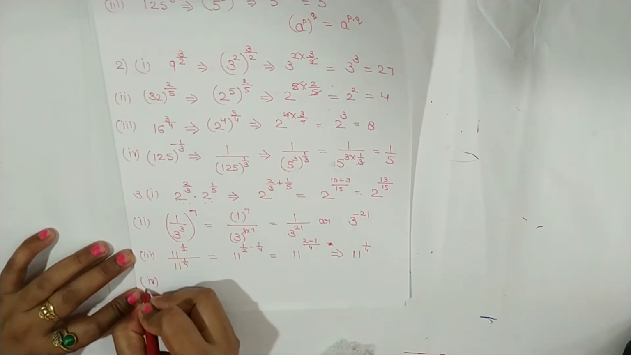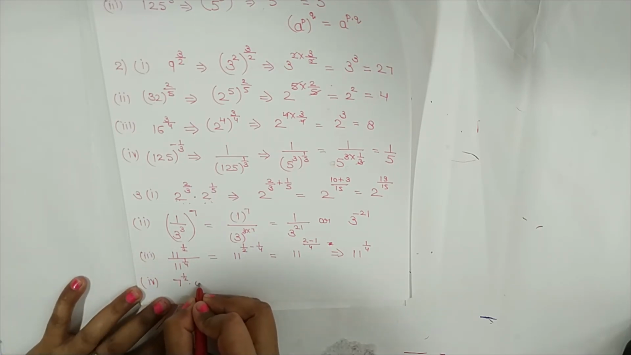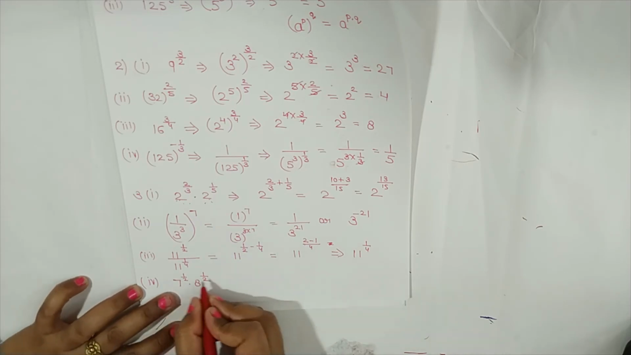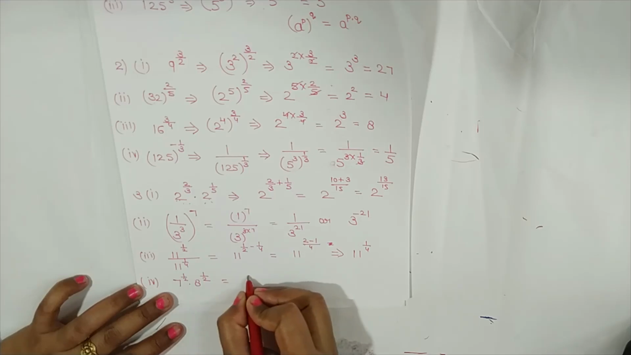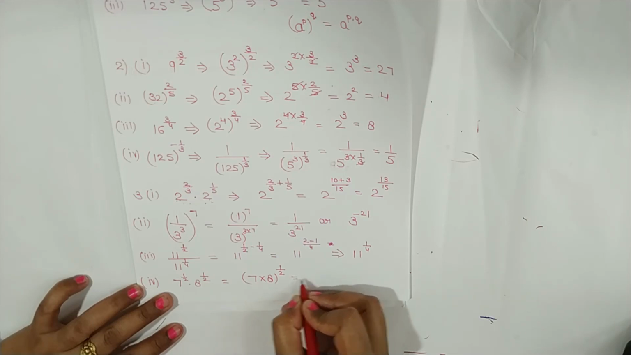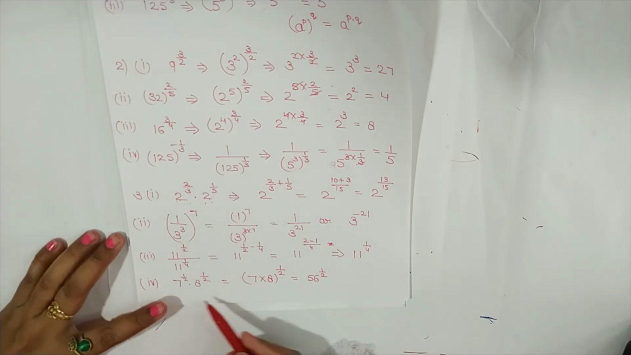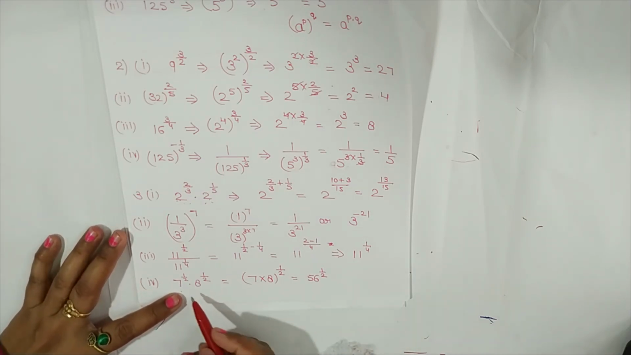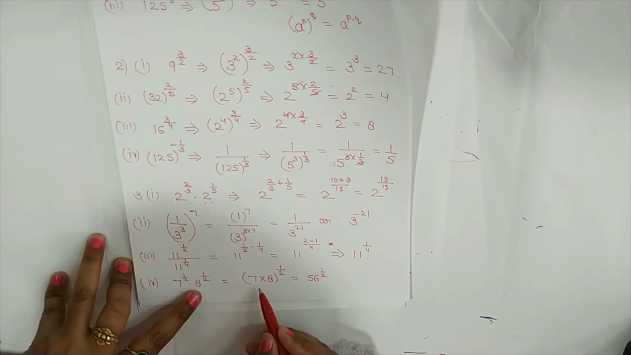Now the last question. 7 to the power 1 by 2 into 8 to the power 1 by 2. Here the powers are the same, so we have to multiply the bases. So it becomes 7 into 8, the whole power 1 by 2, that is 56 to the power 1 by 2. So which law is applying here? a to the power p, b to the power p, so it becomes a into b, the whole power p.